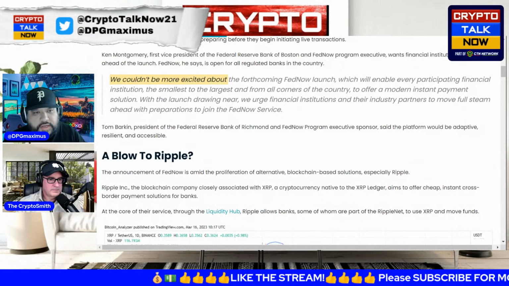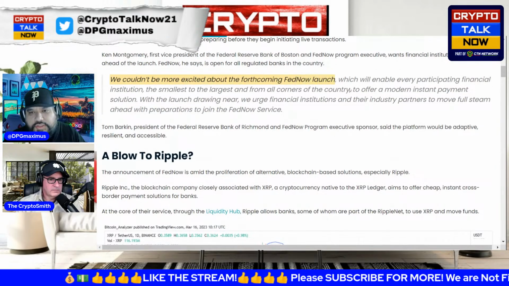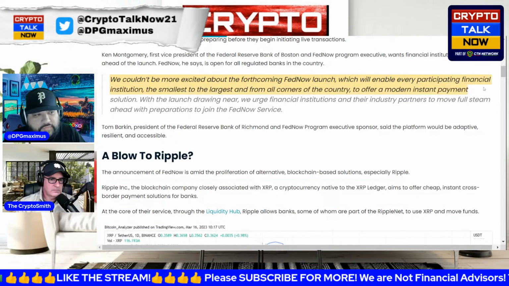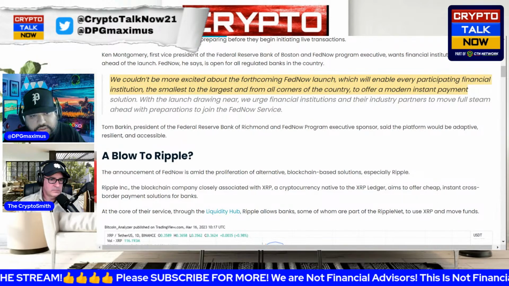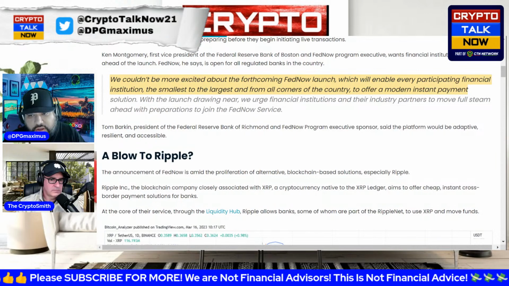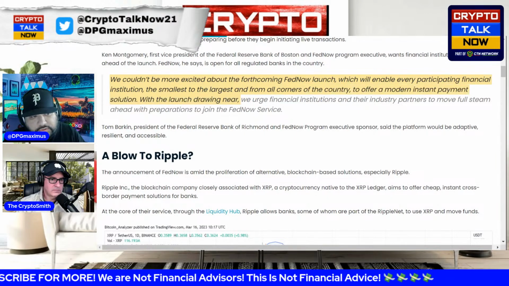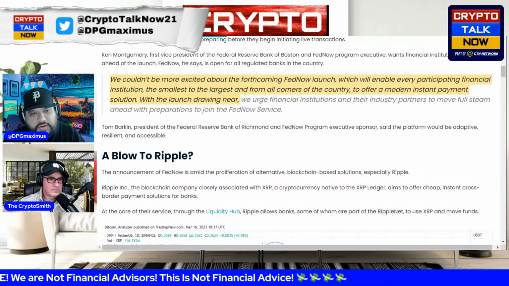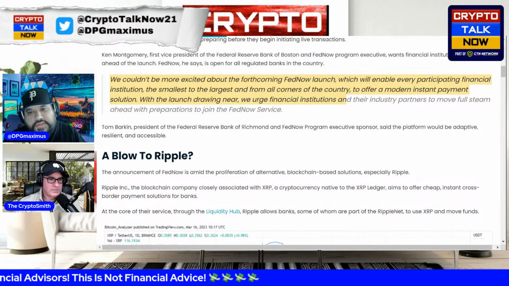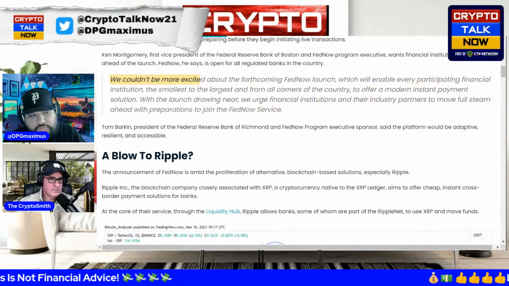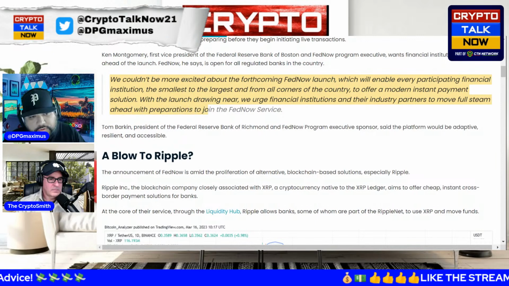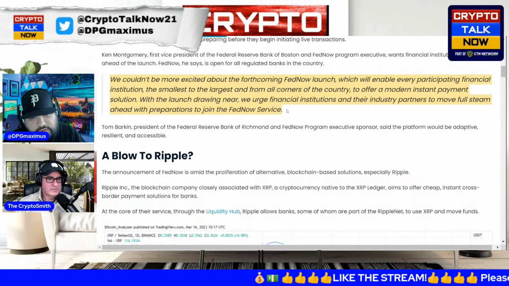We couldn't be more excited about the forthcoming FedNow launch, which will enable every participating financial institution, the smallest to the largest, from all corners of the country, to offer a modern instant payment solution. With the launch drawing near, we urge financial institutions and their industry partners to move full steam ahead with preparations to join the FedNow service.